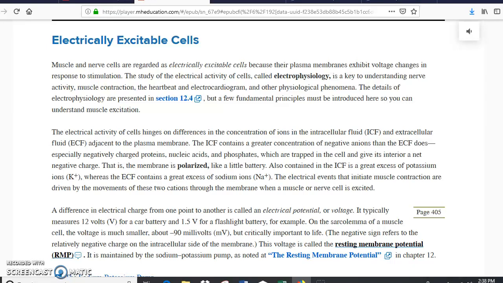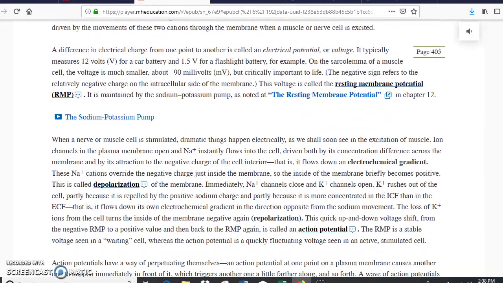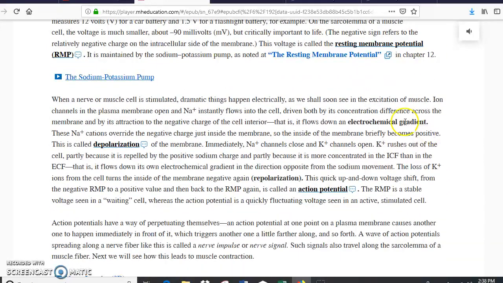Okay, now that we know how we get ions in order to get electricity inside our bodies, we need to understand a couple of very important concepts. The first one is going to be the resting membrane potential. Next one is going to be depolarization. Another one is going to be repolarization right here. And the last one is going to be action potential.